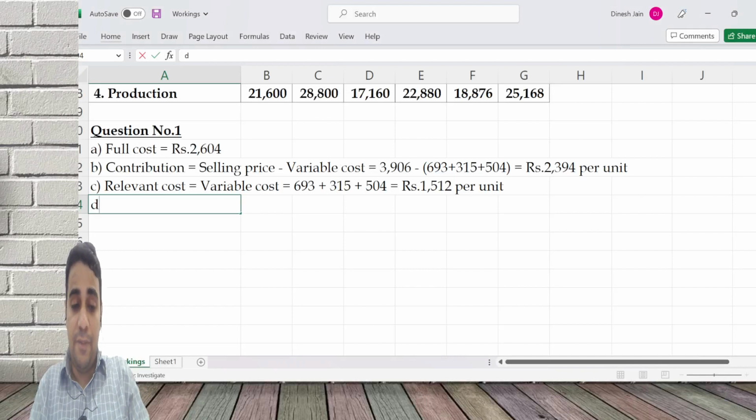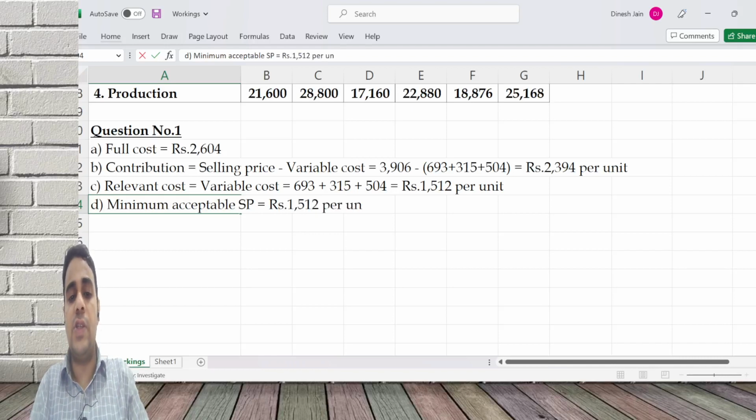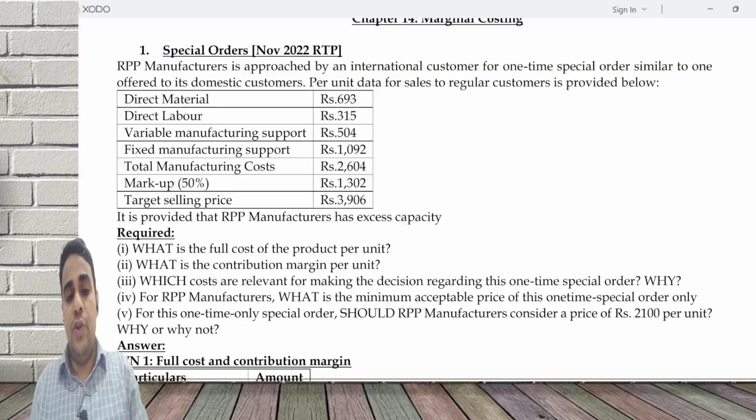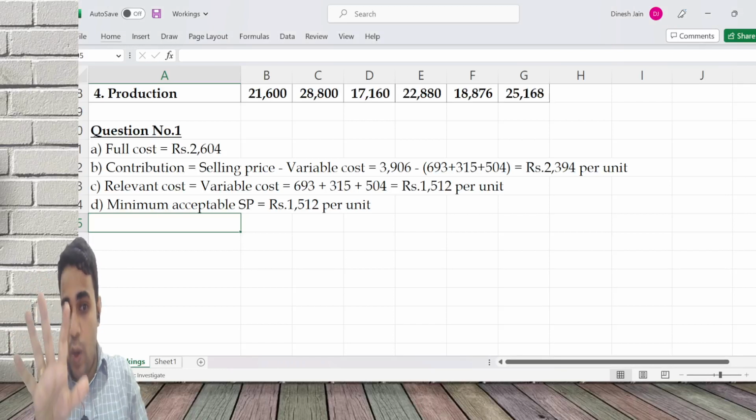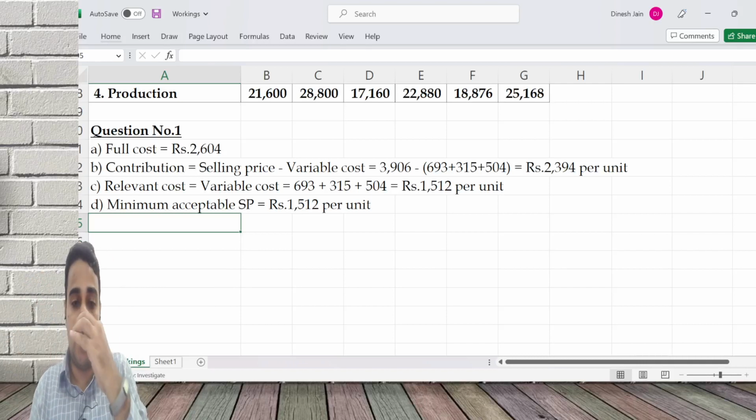My cost is 1512 because only variable cost is relevant. Minimum acceptable selling price is also 1512. I need minimum this much. Anything above is profit for me. You should not say cost is 2604. Cost is only 1512. You earn 1512, making zero profit, zero loss. Anything above 1512 is profit because fixed cost will not be incurred for the special order.